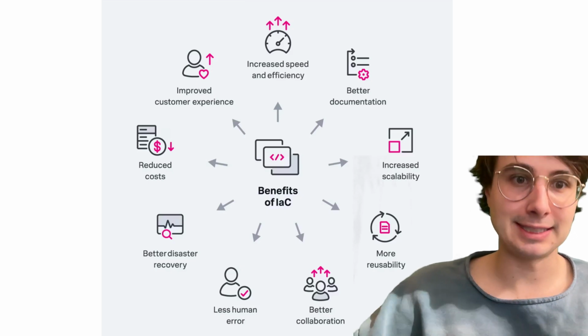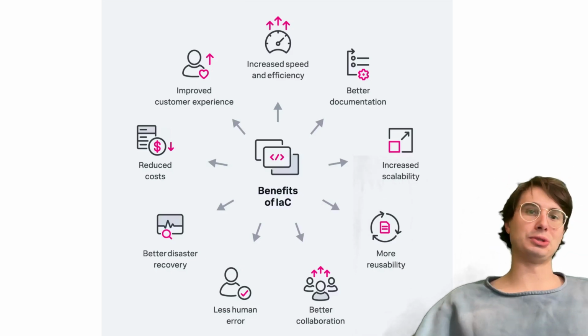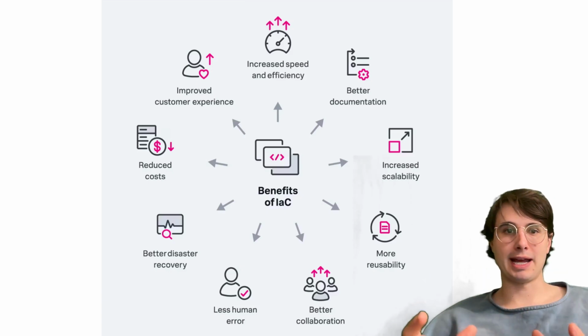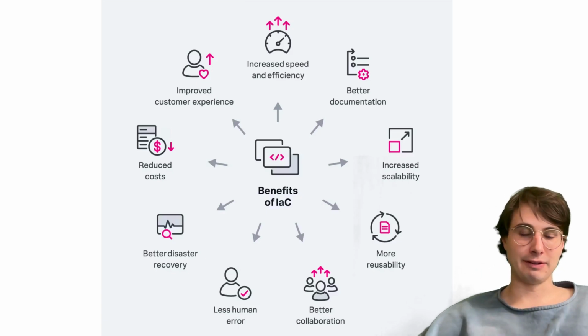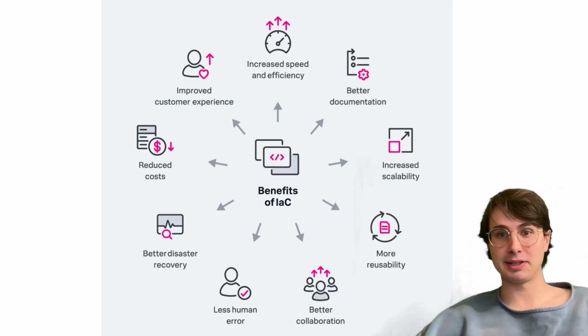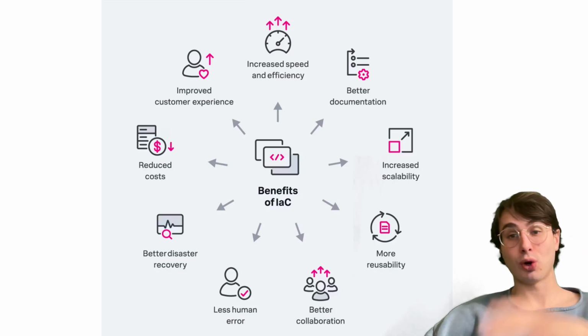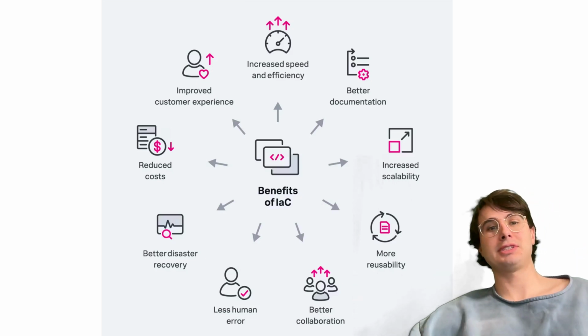Also, for consistency and standardization, manual configuration often leads to configuration drift, where different environments that you create over time often end up with slight variations. And so Infrastructure as Code ensures uniform infrastructure across all your environments by making sure that any changes are recorded, processed, and then if they're actually allowed, propagated across all environments.